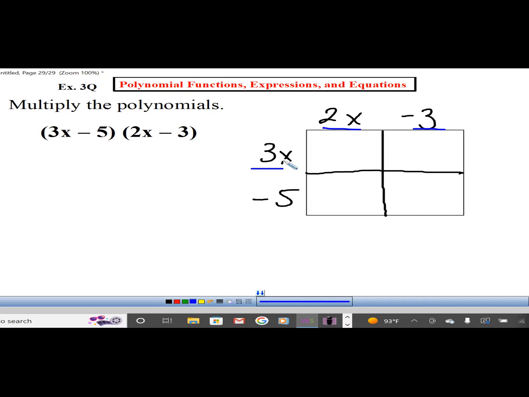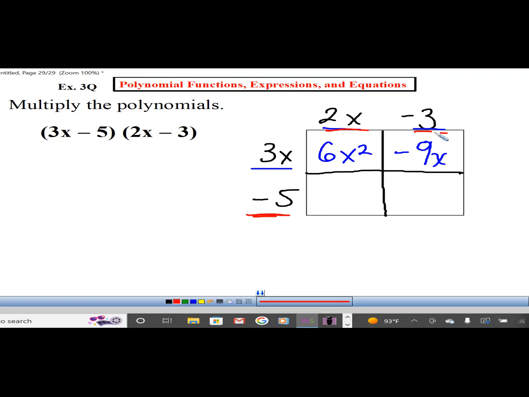3x times 2x is 6x to the second, and 3x times -3 is -9x. We're multiplying, yes? So be careful, your brain's going to be doing like, what's going on? All right, let's go to the second layer.